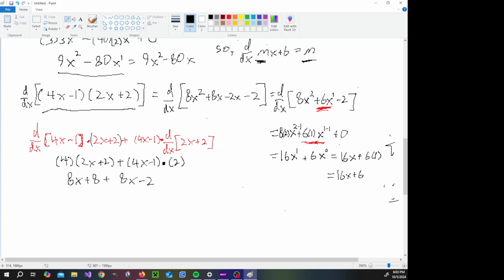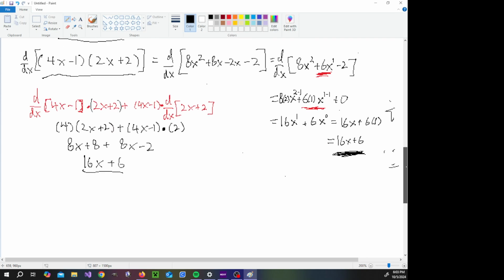And now when I combine all of my terms, 8x plus 8x is 16x. 8 minus 2 is 6. So I end up with 16x plus 6, which exactly matches the one I got over there. So yeah, you can expand things out, but sometimes it's just easier to use the product rule. And by sometimes, I mean oftentimes. And also sometimes we genuinely just have to use the product rule.